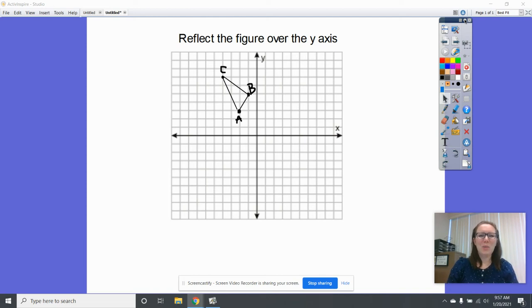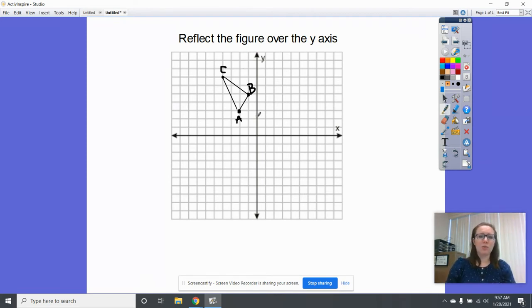Hi, today we are going to talk about how to reflect a figure or a shape over a given line. This is called a reflection. So what I have on my screen is a shape, triangle ABC, and the task is to reflect the figure over the y-axis. So the first thing we have to decide is, where is the y-axis? Well, the y-axis is up and down.